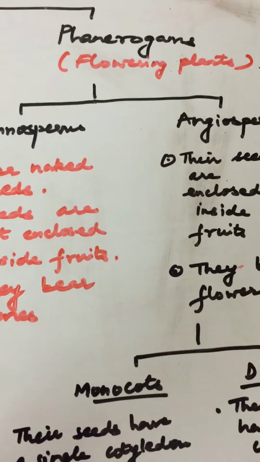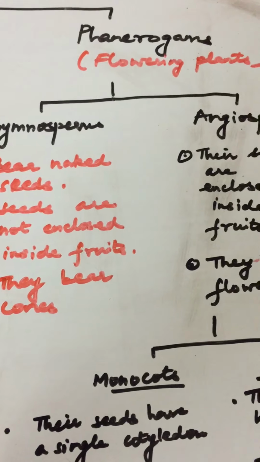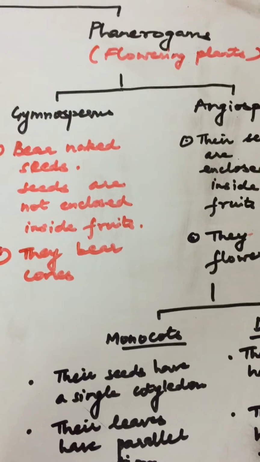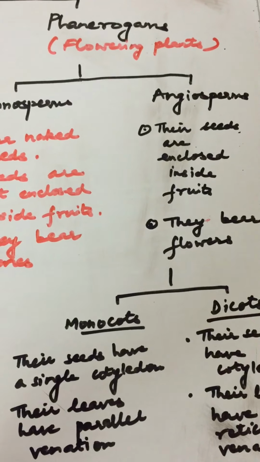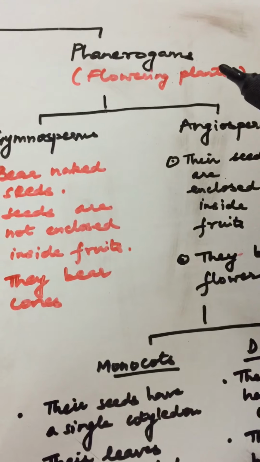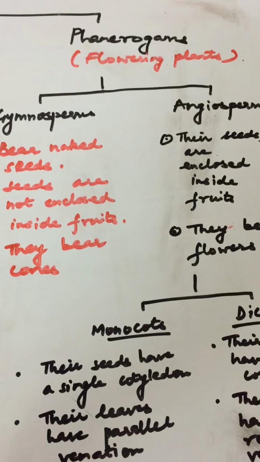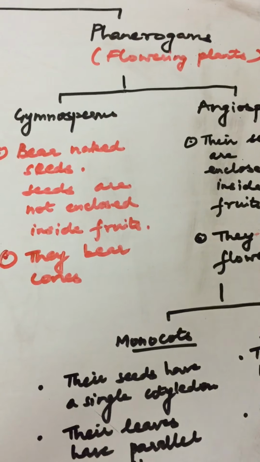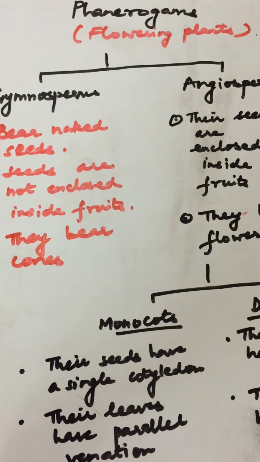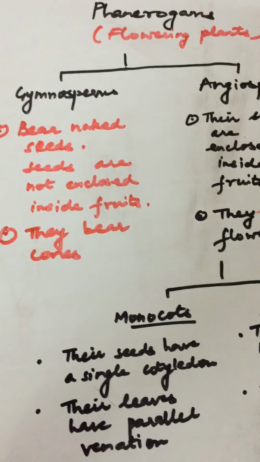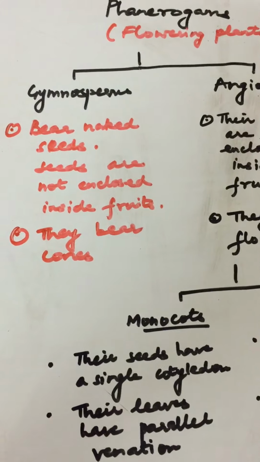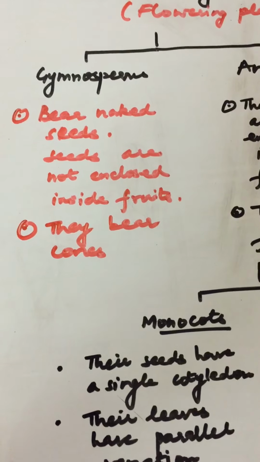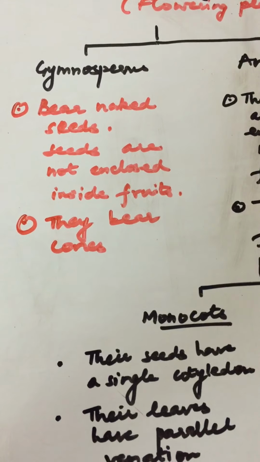Next, we move on to flowering plants or the phanerogams. Flowering plants or the phanerogams again are divided into two categories: gymnosperms and angiosperms. So, as the name says, flowering plants, they are the plants who bear flowers and also fruits and seeds. They are the seed bearing plants, and they are divided into two categories: gymnosperms and angiosperms. Gymnos means naked and sperma means seed. So they bear naked seeds. Naked seeds means seeds which are not enclosed inside any fruit.